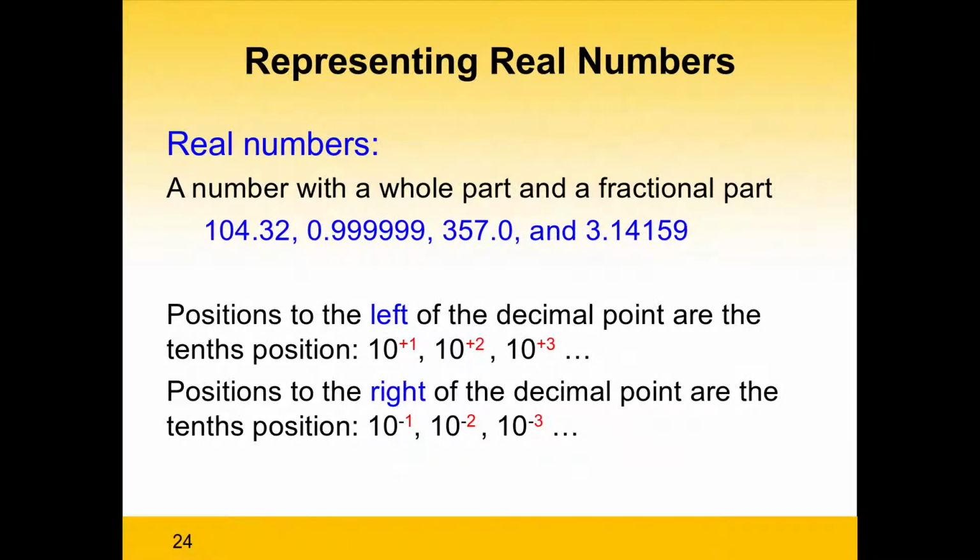So 104.32: the 104 is the whole number and 32 is the fractional part. Positions to the left of the decimal point are the positions 10 to the 1, 10 to the 2, so it's the tens, the hundreds, the thousands, etc. And then positions to the right of the decimal point are 10 to the minus 1, 10 to the minus 2, which are the fractional part.